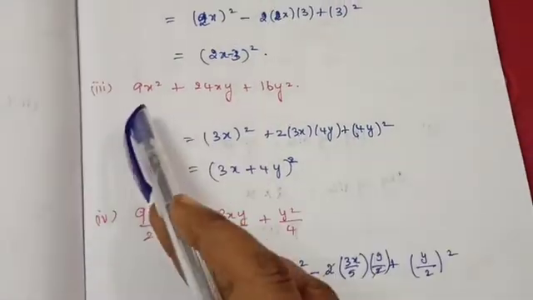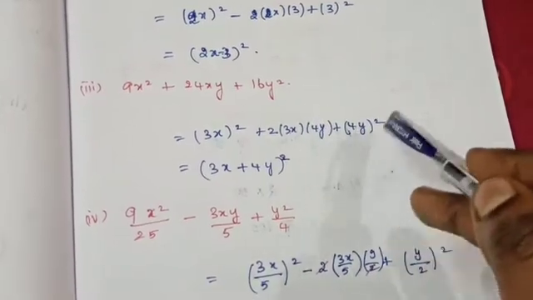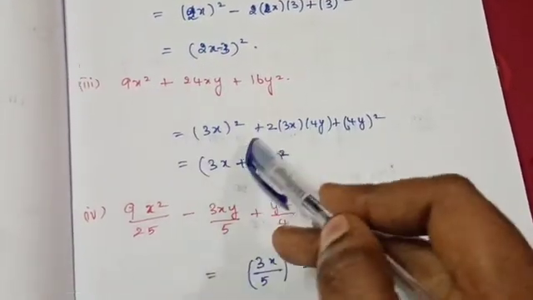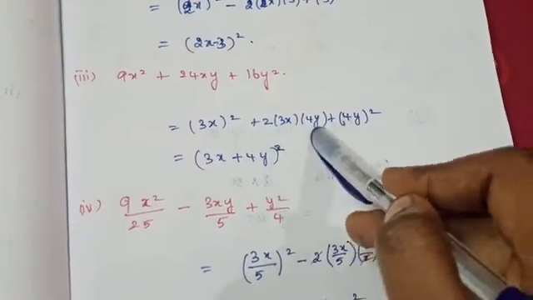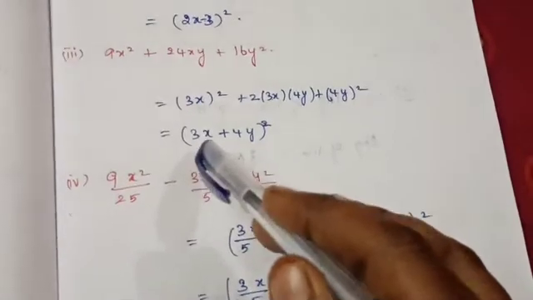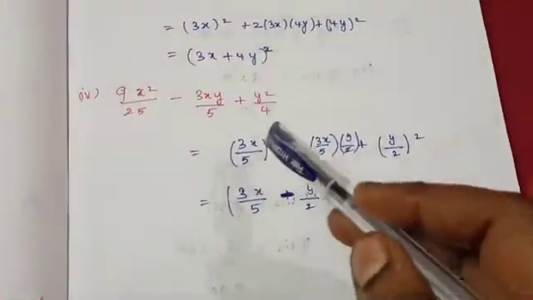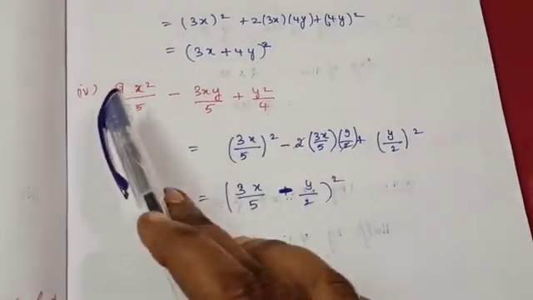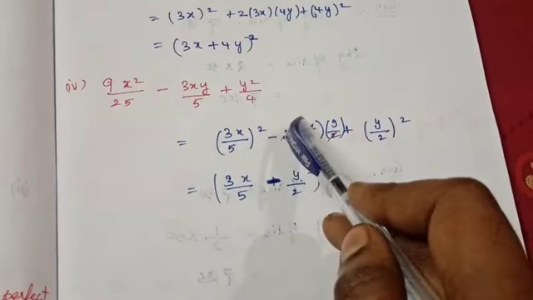The same for this: 9x square is written as 3x the whole square. 16y square is written as 4y square. In the center part you have a plus, 2 into 3x into 4y. 3 2s are 6, 6 4s are 24. It is also correct. So 24xy. So it is 3x plus 4y the whole square. The last one: 3x by 5 the whole square, because 9 has 3 square and 25 has 5 square. So 3x by 5 the whole square.